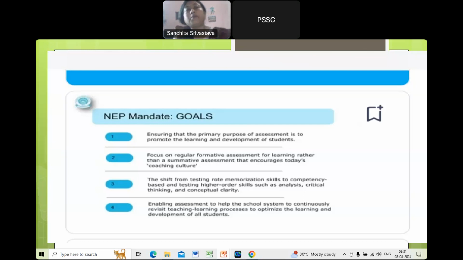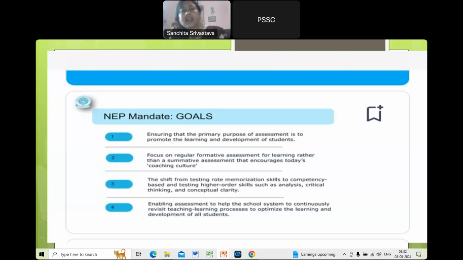Now, what are the goals that they have kept? See, it ensures that the primary purpose of assessment is to promote learning and the development of the student. That means generally in a report card, we show the progress report, that is only the grades, right? Grades do not mean that you have assessed the child properly, because grades are generally content driven. If the child has imbibed certain chapters properly, the child can score good marks. Okay. But that is not the main motto of assessment.